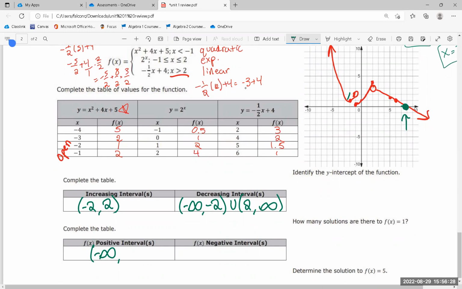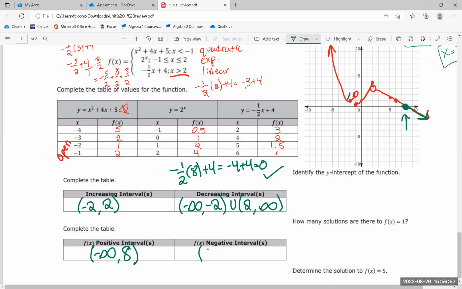So I'm going to plug 8 into the linear piece. So -1/2 times 8 plus 4 will give me -4 plus 4, which is 0. Good. So up until 8, we are positive. And we don't include 8, right? We put a parentheses around 8 because 0 is neither positive nor negative. So parentheses.